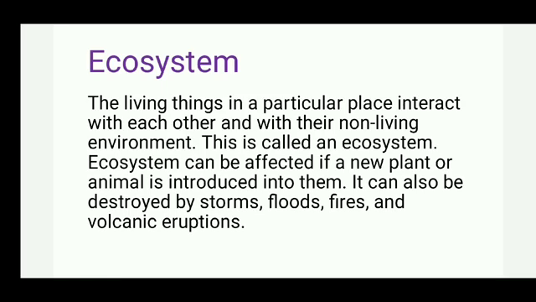Now the question is, what are the non-living things of an ecosystem? So class, the important non-living things of an ecosystem involve sunlight, temperature, water, air, wind, rocks and soil etc. Class, an ecosystem can be affected if a new plant or animal is introduced into it. It can also be destroyed by storms, which means tufan, floods yani salab, fires yani aag ka lagna, and volcanic eruptions. This means Atish Fishan Phatna.